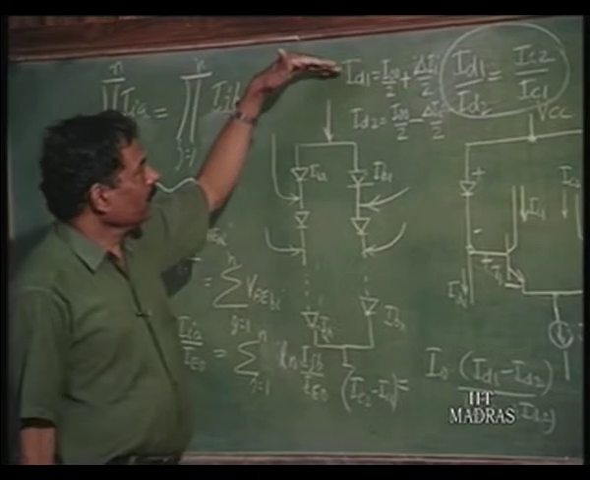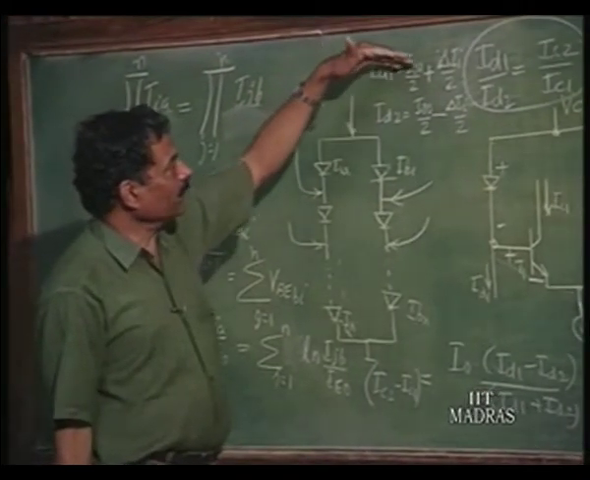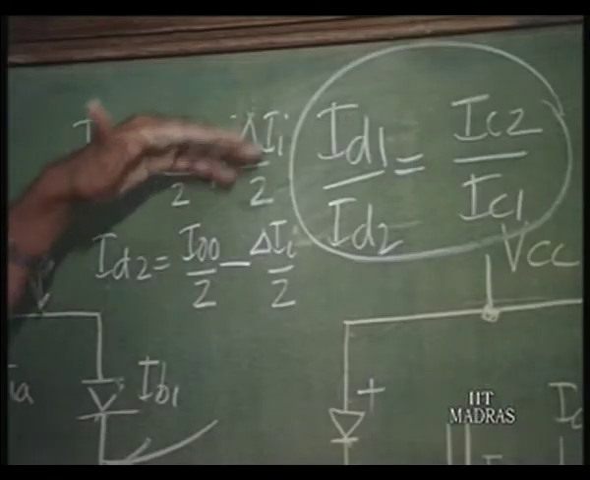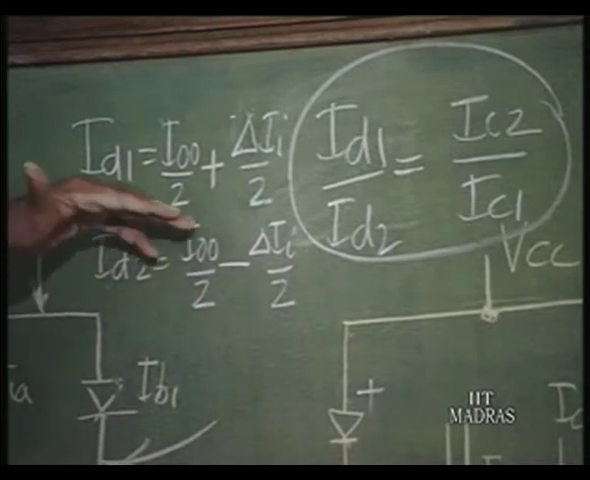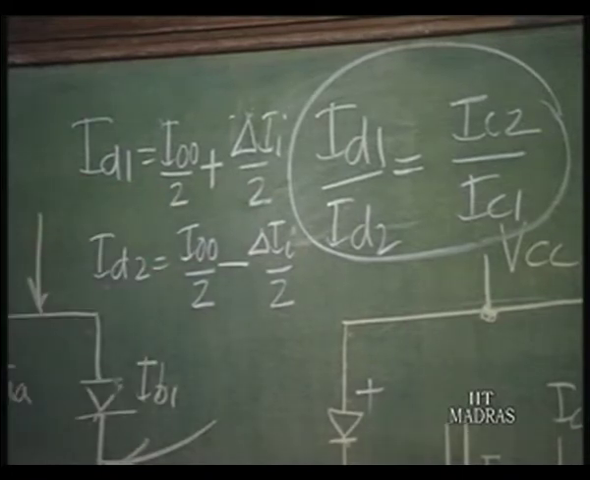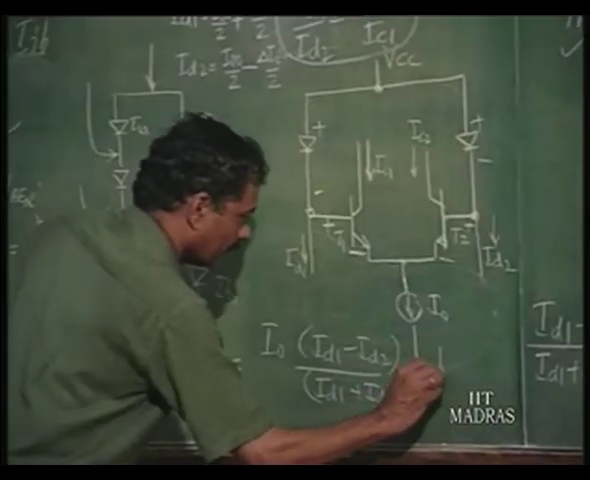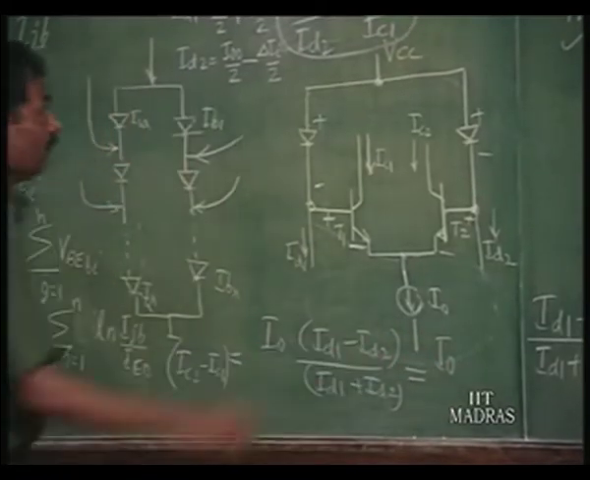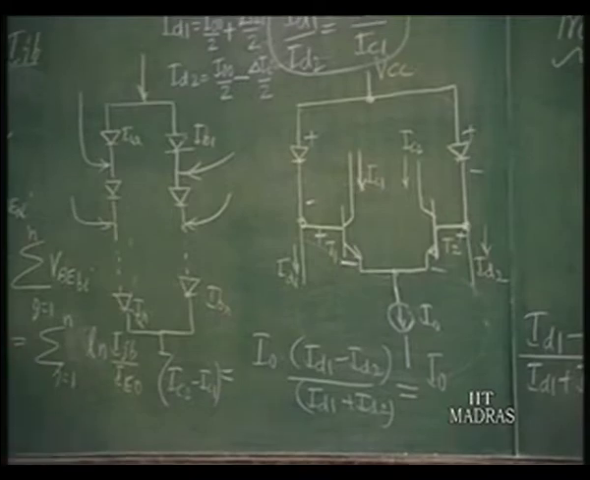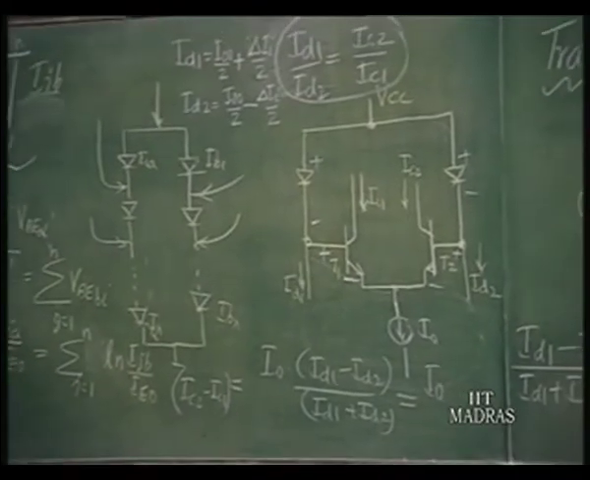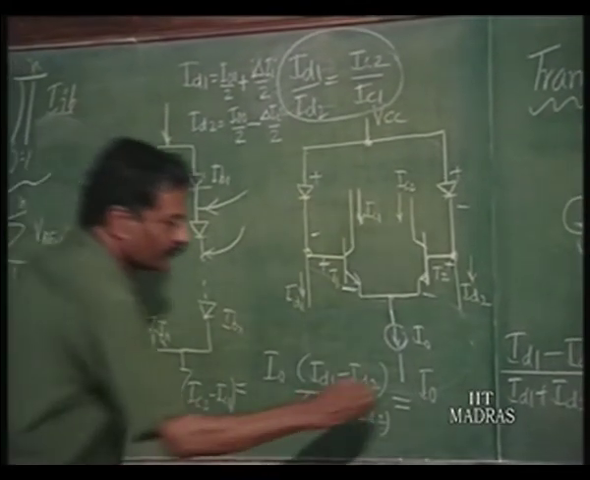So, I D 1 is equal to I naught naught by 2 plus delta I by 2, and I D 2 is equal to I naught naught by 2 minus delta I by 2. Then what happens to this? This becomes I naught naught, and I D 1 minus I D 2 is delta I, that is the differential input current.